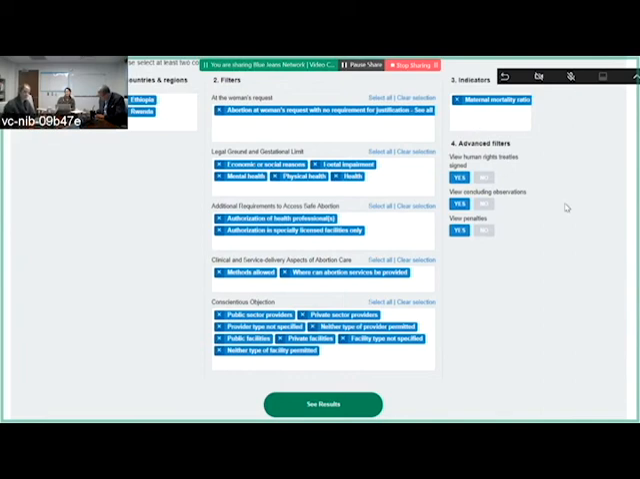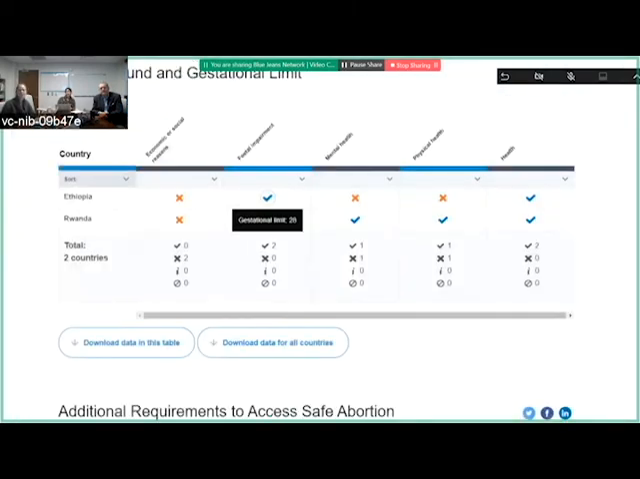Do you want to see the human rights treaties signed? I said, sure, yes. Do you want to see concluding observations? Okay. Do you want to see penalties? Sure, I'll see penalties for any illegal action. And then I clicked on search.